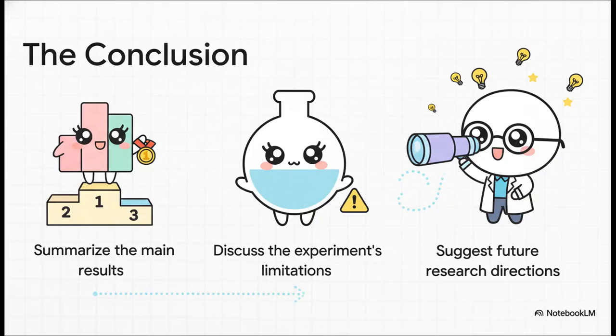And then you've got to stick the landing with a strong conclusion. You basically do three things. Summarize your most important findings, be honest about any limitations or potential errors in your experiment, and, this is key, point the way forward. You suggest what the next experiment could be. You ask, where does the science go from here?